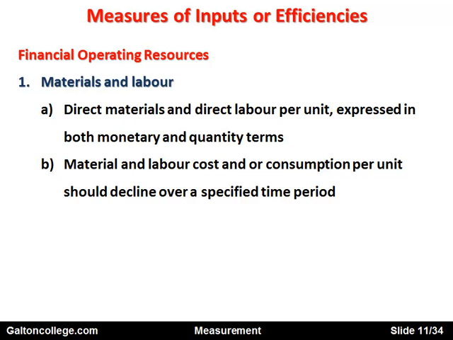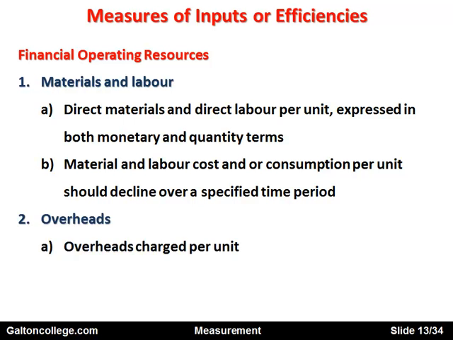Material and labour costs and or consumption per unit should decline over a specific period of time. Well, it should do, because if the company is becoming more efficient, then it's getting more output for given amounts of inputs. So workers, for example, are becoming more skilled. There are fewer defects and fewer rejects from the production process, because the workers have better quality and they're more efficient, so they're learning by doing, and therefore costs should start to fall over a time period.